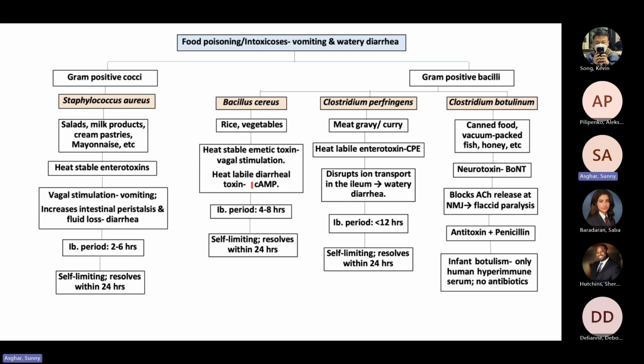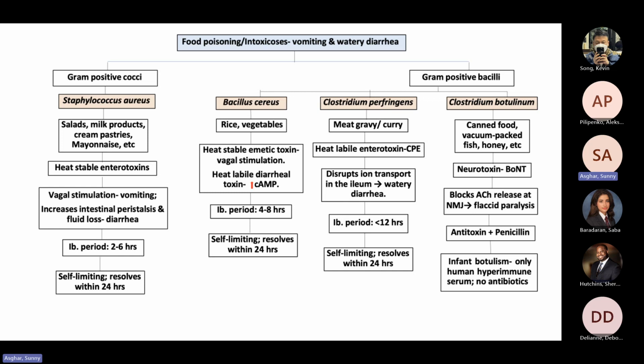Now the next one is Clostridium perfringens, and that's going to be found in our meats and curries, and it produces a heat-labile enterotoxin. That's just disrupting the transport in the ileum, and that can cause watery diarrhea, right? And the incubation period over here is less than 12 hours, but it usually resolves within 24 hours.